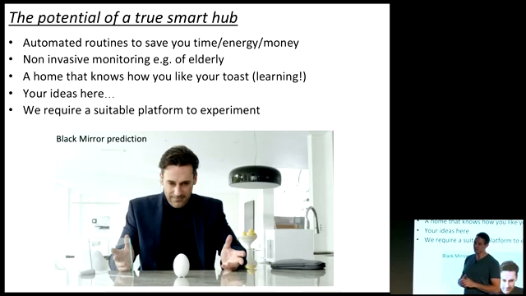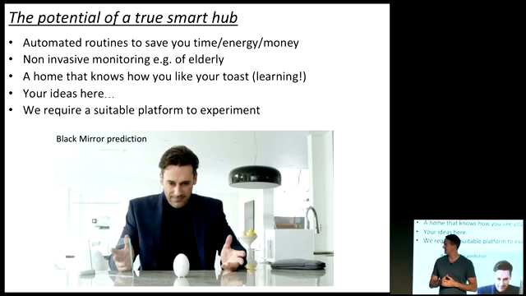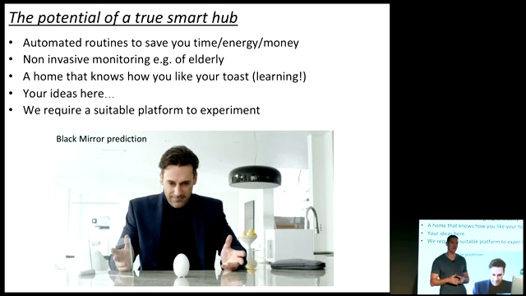I want to do a bit of future prospecting as well, like we had in the previous talk, and just speculate for a second, what would a future smart home be capable of? Well, I think there's a number of things that we'd like it to do. We'd like it to have routines, which can save us time, energy, or money, a bit like the learning thermostat. There's a couple of challenges you have when living in a home that I think a smart home would be really good at solving.